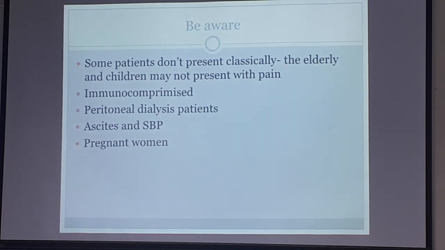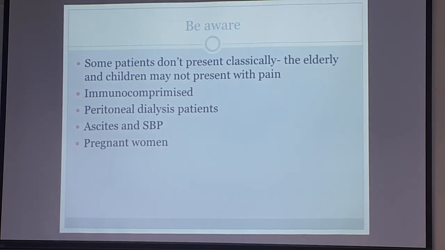I've mentioned here immunocompromised patients, and patients receiving peritoneal dialysis. Because you've got a port, an entry into the abdomen with those patients, they're more likely to get peritonitis. The immunocompromised as well, because they're more likely to get infection. Ascites and SBP, I'm sure you've all seen people with SBP. Again, peritonitis tends to be medical management, and they respond really, really well.